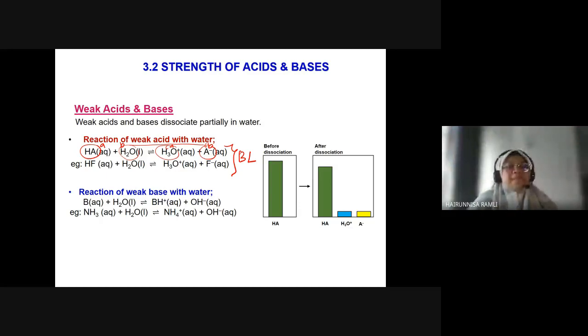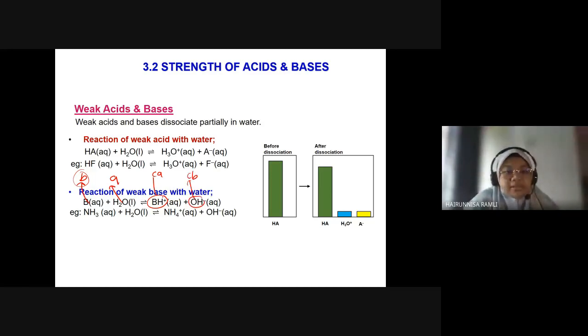Okay, maksudnya ya. And reaction of weak base with water sama juga. Weak base pun dia dissociate partially. So bila partially, so base kita tahu dia adalah base lah. So now water will become acid. So dia terima kan, base accept proton. So dia akan jadi BH plus. So this is conjugate acid. OH minus, this is conjugate base.